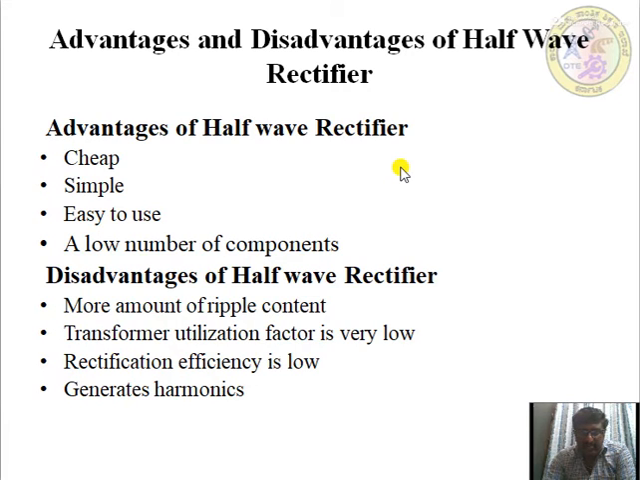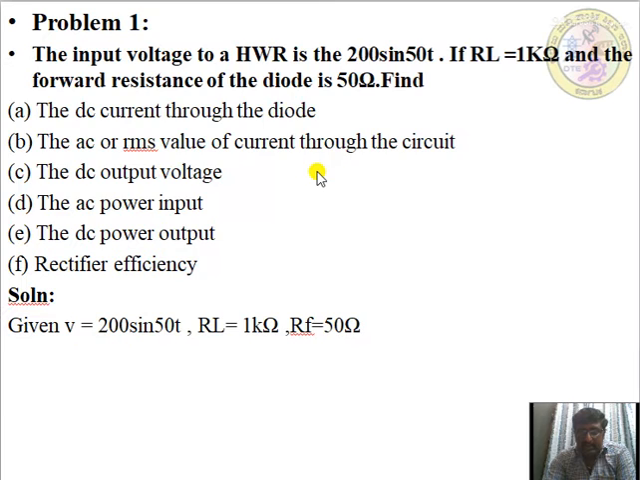The advantages of a half wave rectifier are that it's cheap, simple and easy to use, and has a low number of components, because it uses only one diode and one load resistor. The disadvantages are a large amount of ripple content, a very low transformer utilization factor, low rectification efficiency, and it generates harmonics compared to the full wave rectifier. So a half wave rectifier is normally not used in many conditions.